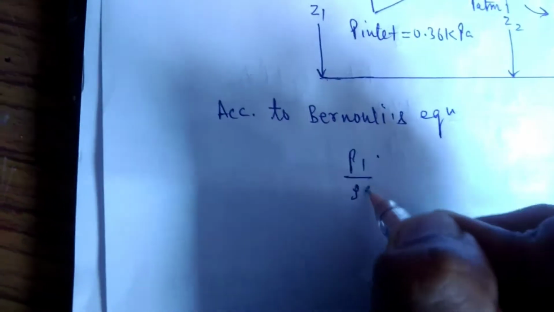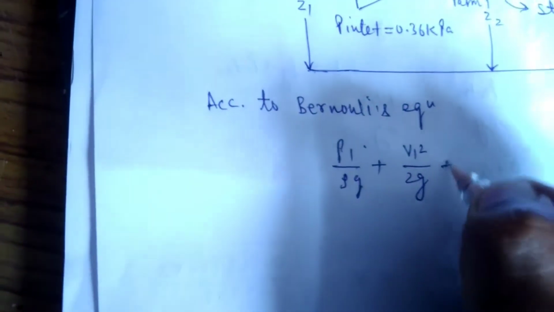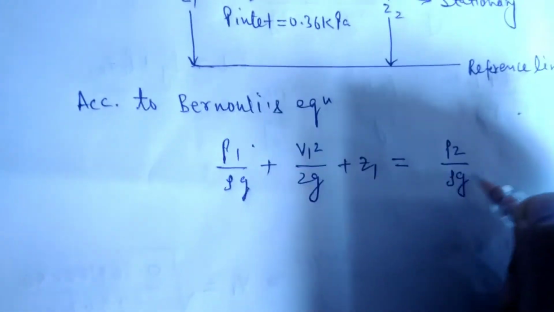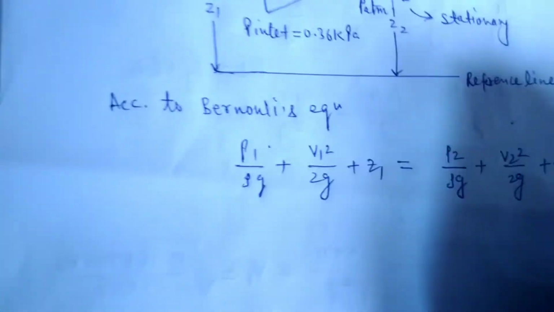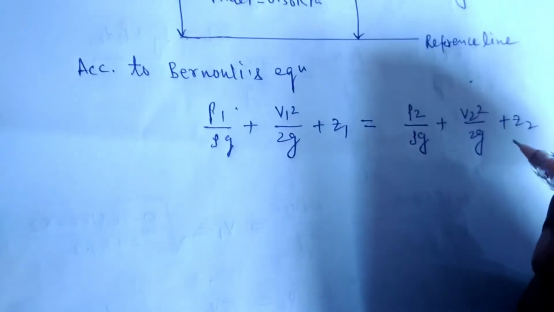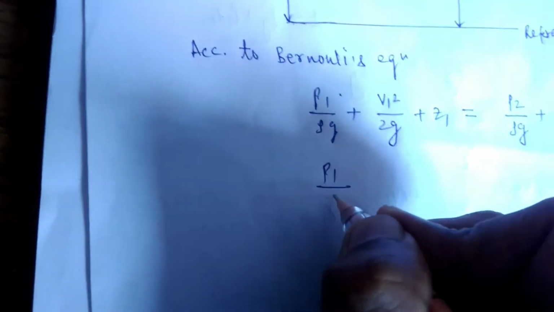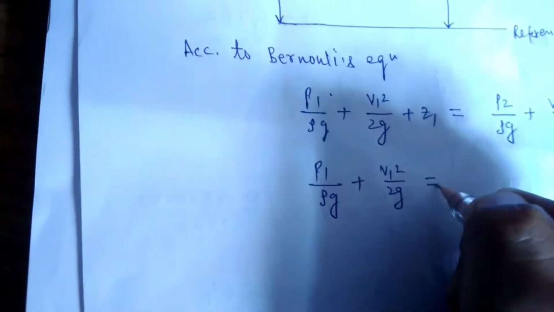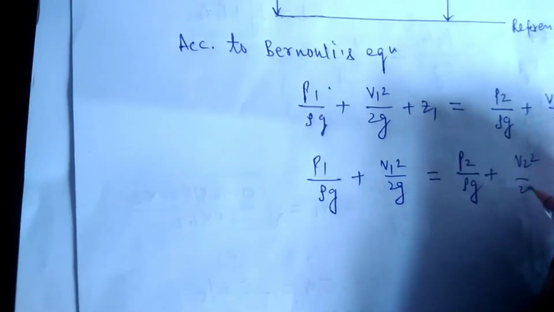According to the Bernoulli equation, P1 upon rho g plus V1 square upon 2g plus Z1 is equal to P2 upon rho g plus V2 square upon 2g plus Z2. Here Z1 and Z2 are equal, so our equation will become P1 upon rho g plus V1 square upon 2g is equal to P2 upon rho g plus V2 square upon 2g.